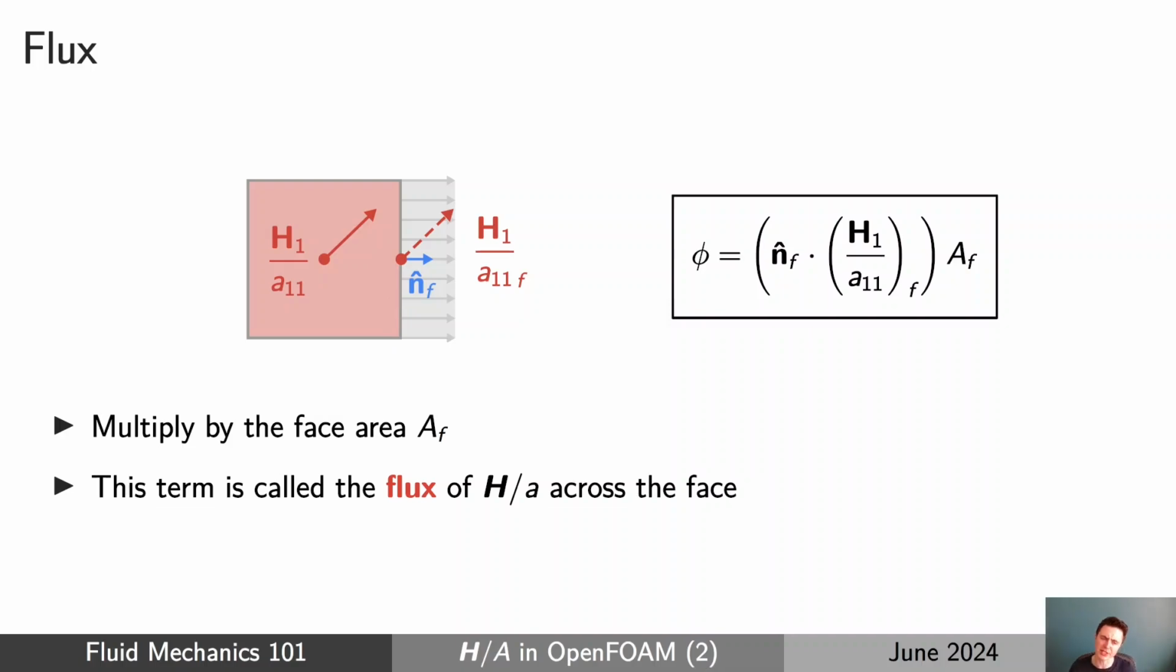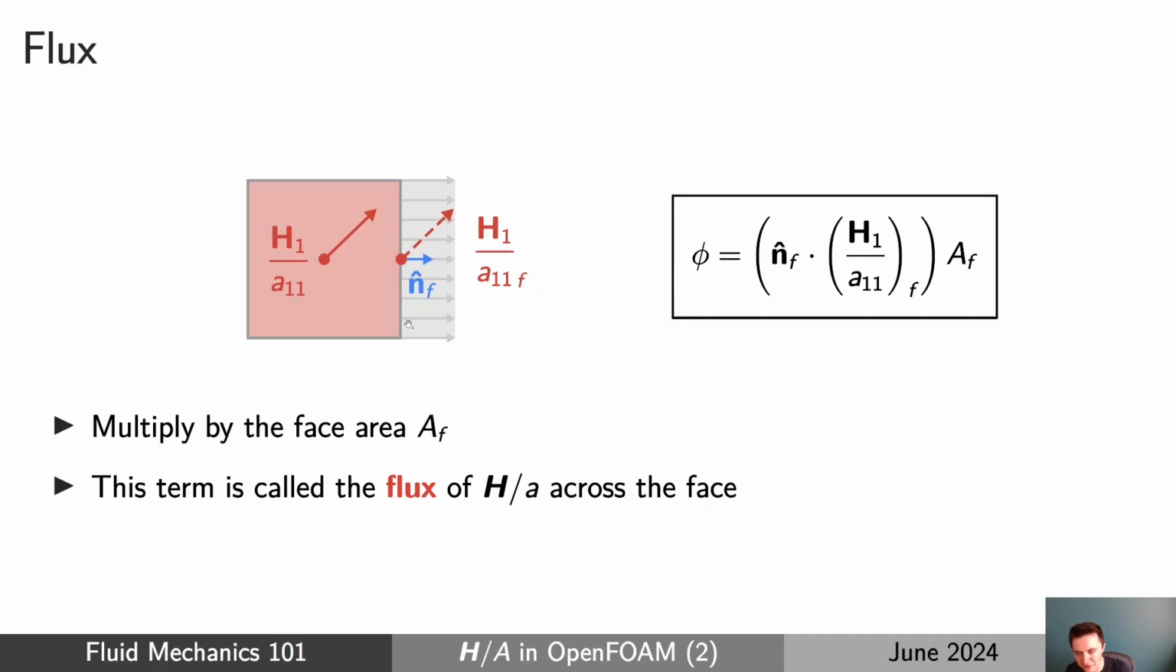So what does this flux of HbyA actually mean? Well, I like to think of this again in terms of the velocity vector. Imagine if we did have the velocity vector. This was the real velocity field here. The velocity has units of meters per second. It represents a distance moved every second. And when we take the component of that velocity vector normal to the face, we've calculated a distance that the fluid will have moved in 1 second normal to the face.